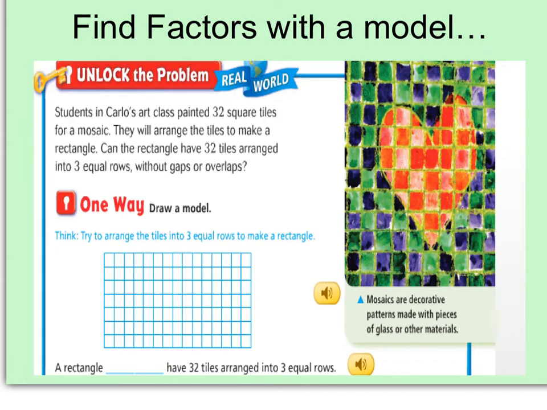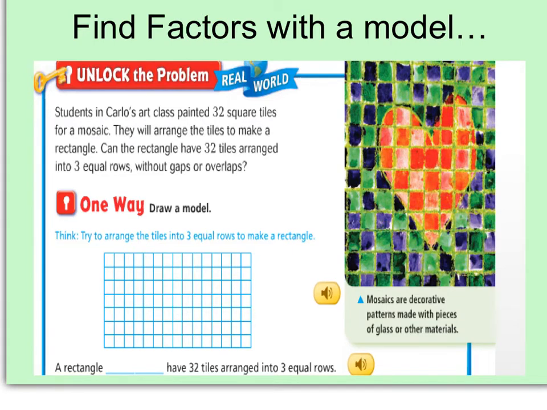From yesterday's lesson, we know that we can find factors with a model. For this problem, we could draw a model to find the answer. Students in Carlo's art class painted 32 square tiles for a mosaic. They will arrange the tiles to make a rectangle. How can they arrange 32 tiles into 3 equal rows without gaps or overlaps?